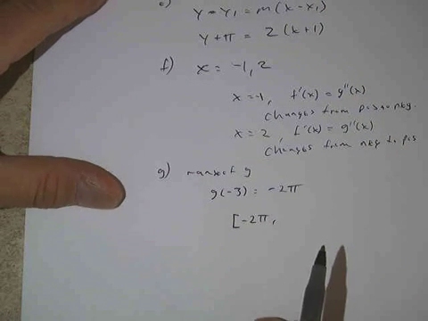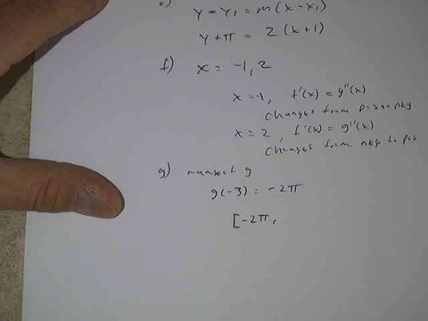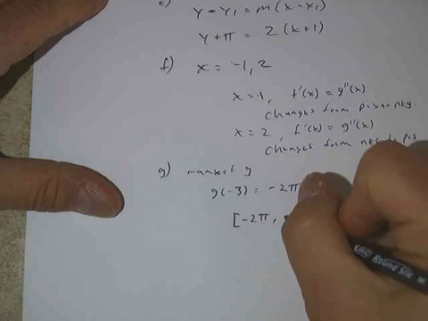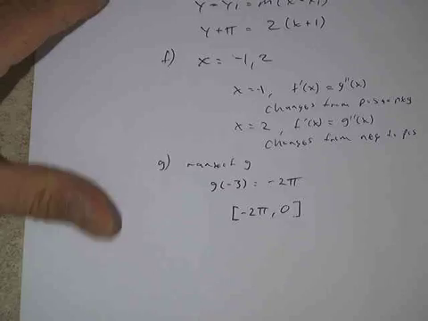So ultimately, how big does this function ever get? The biggest value we get to is 0, isn't it? Okay. So therefore, that would be our range.